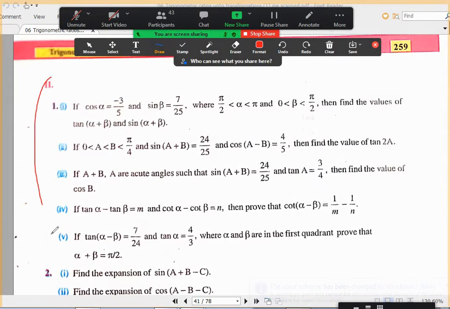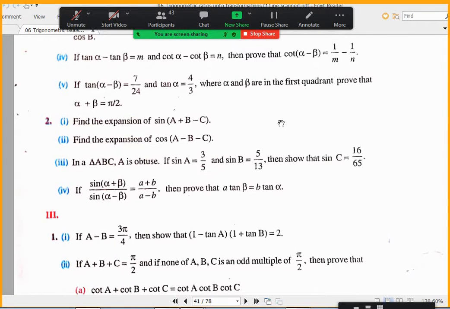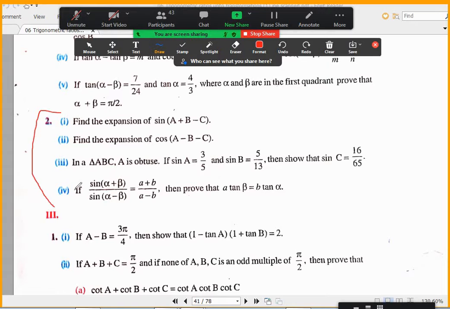Anybody any doubts left in this section 2 in these questions in IP? No, sir. Okay. In these 4 questions in section 2, anybody any doubts left? Sir, fourth one yesterday. Sir, fourth one once you can explain.